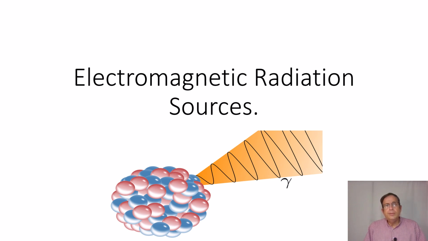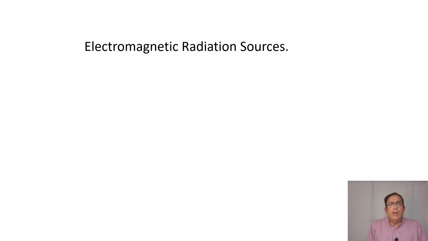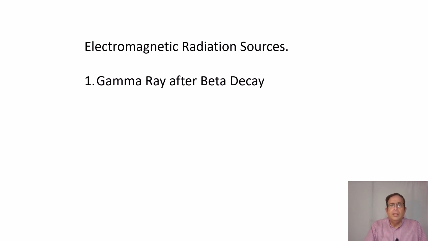Hello students, in this subunit I'm going to discuss electromagnetic radiation sources, that is, sources that produce gamma rays or characteristic X-rays that come out from that source. They can either come out from the nucleus or from the atomic shells. So electromagnetic radiation sources are of different kinds.